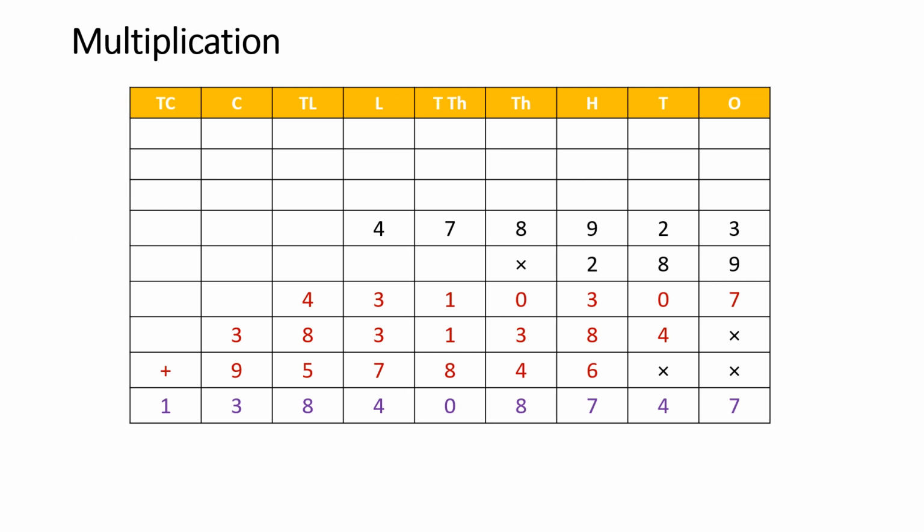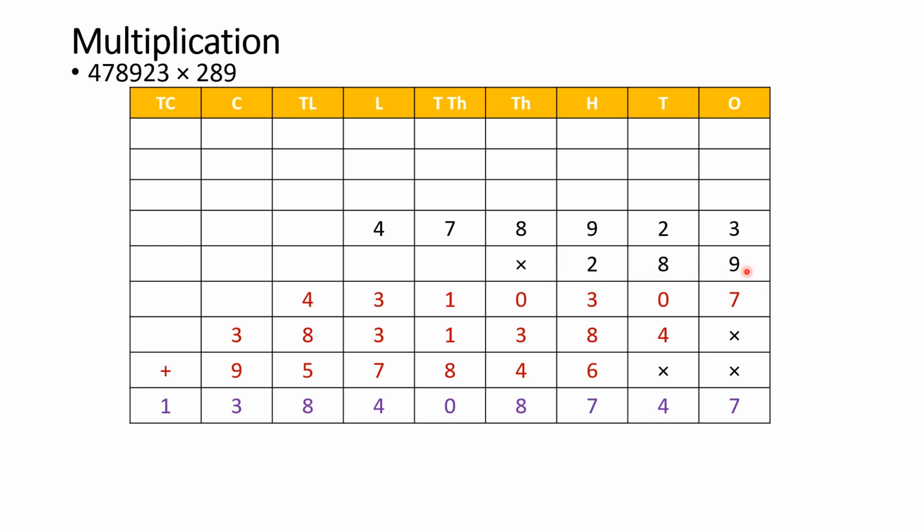Let us perform multiplication on large numbers. See here, it is 4,78,923 and we have to multiply it by 289. In this question, 4,78,923 is the multiplicand and 289 is the multiplier. At first, we will write both multiplicand and multiplier here in a proper form of multiplication.